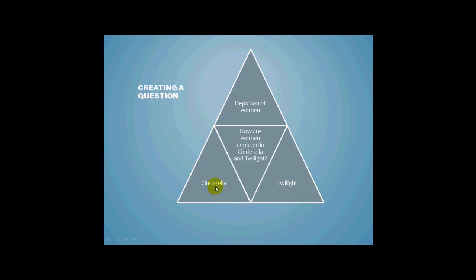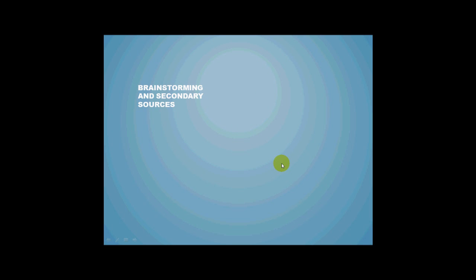Well, simply by combining these three outside triangles, these three ideas, into a question, I'm well on my way to actually constructing a thesis. So I could turn this into a question, something like, how are women depicted in Cinderella and Twilight? Now at this stage, the question can be almost anything as long as it's relatively open-ended. We don't want a sort of question that will lead to a yes-no sort of response. We want something that requires you to develop a longer and sustained response if you hope to answer that question. So this is a question we'll work with. So let's take a quick look at brainstorming and secondary sources.